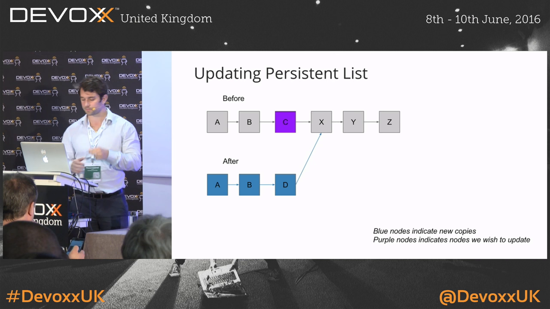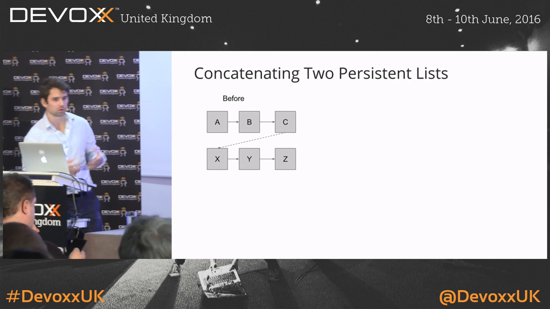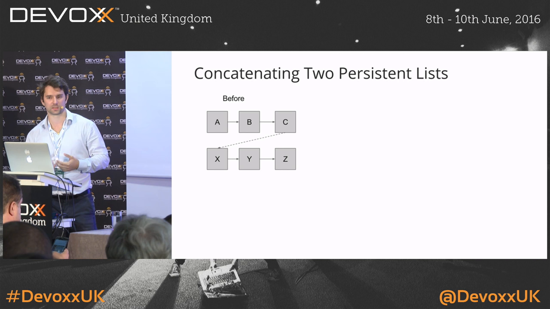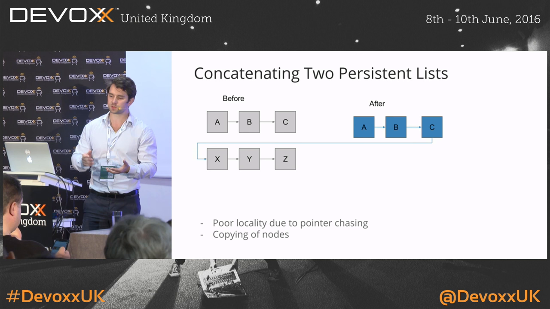So if you want to update things at the beginning of the list, it's really nice and cheap. If you want to update things at the end of the list, it's really nasty and expensive. And the same technique can be used for concatenating two persistent lists, something that may be useful, for example, in the context of data parallelization. We have two intermediate results which we need to merge. We don't need to copy all of those elements. We only need to copy the first elements and connect that back to the second list.